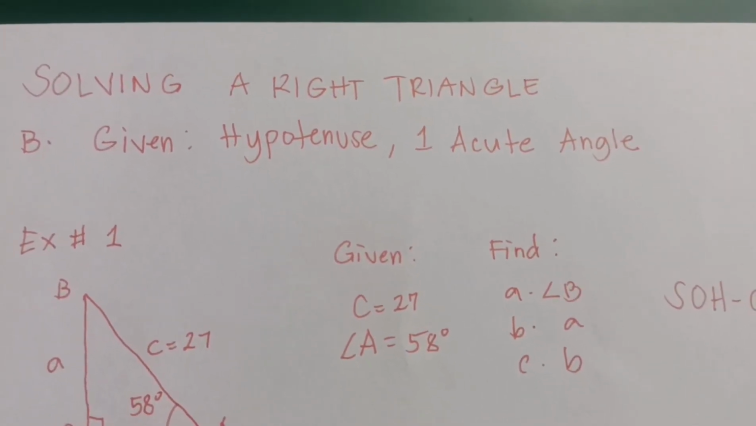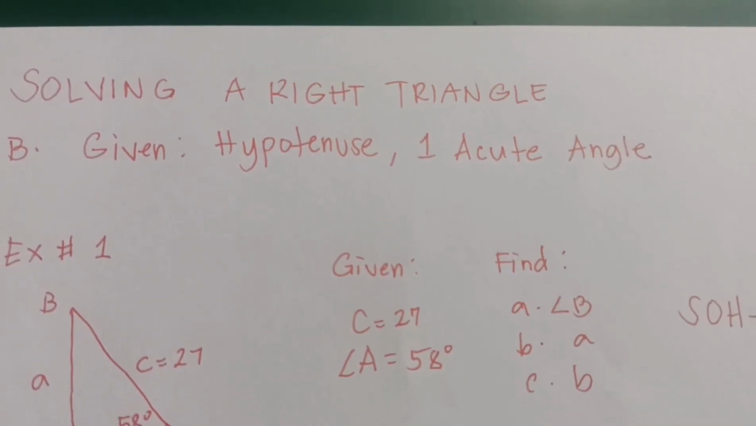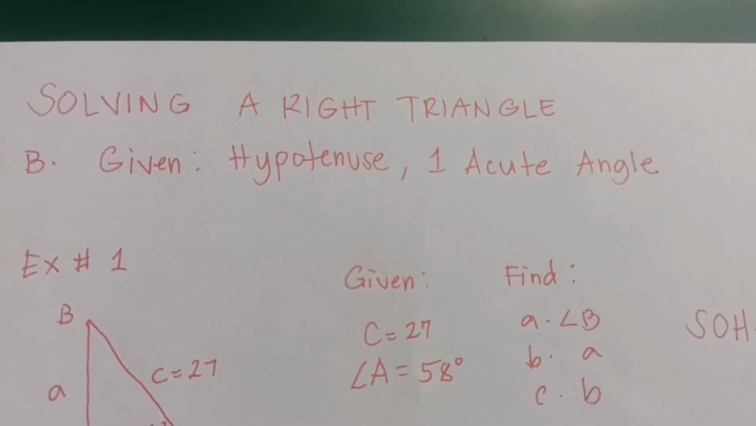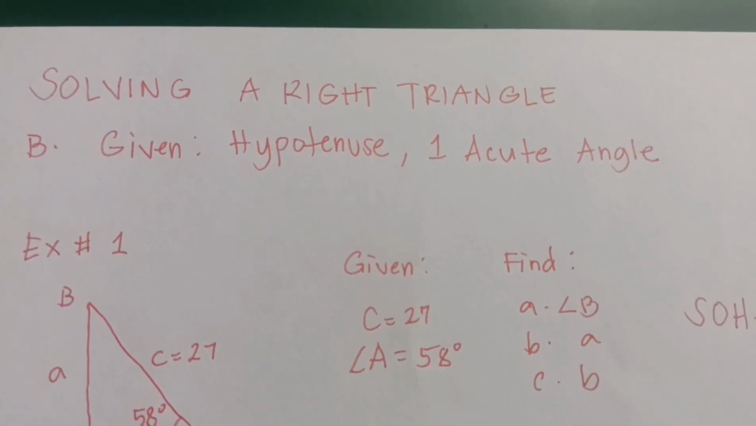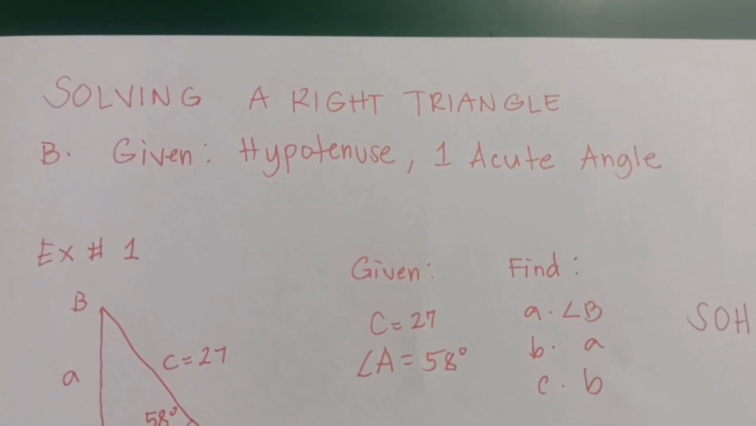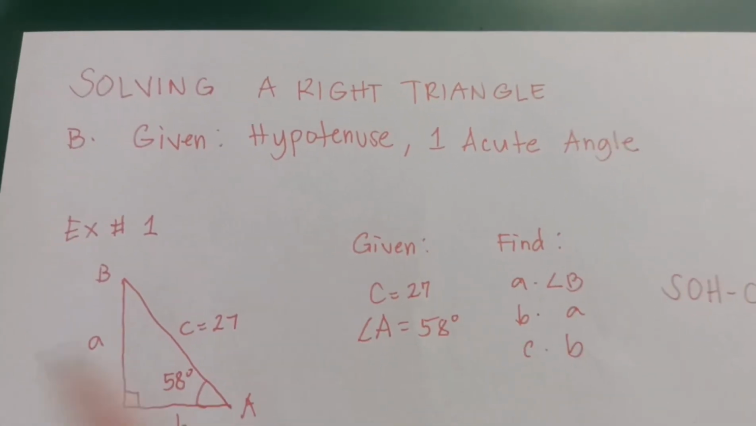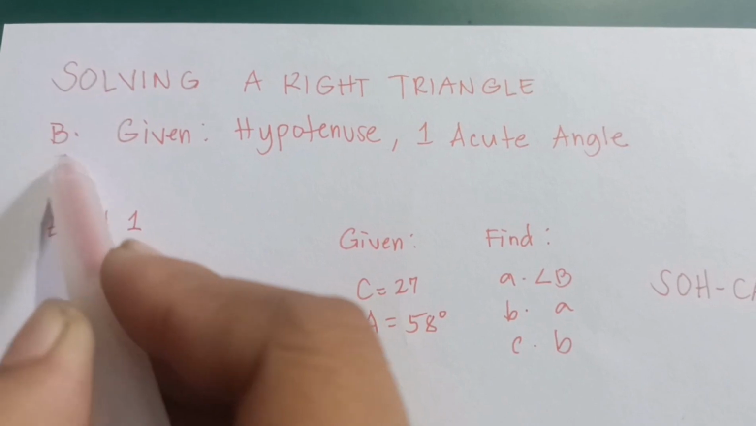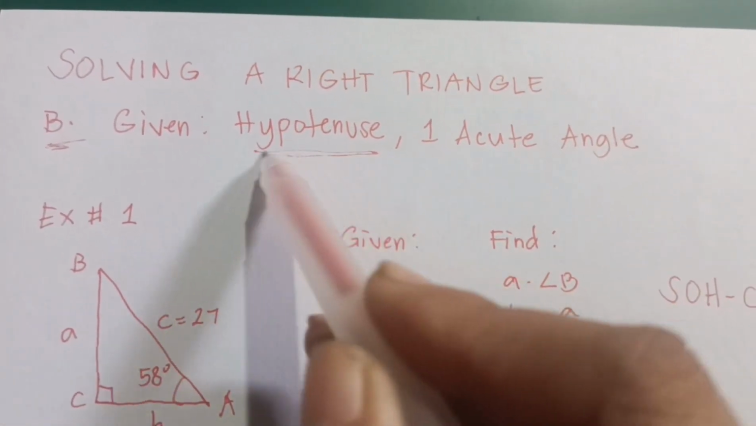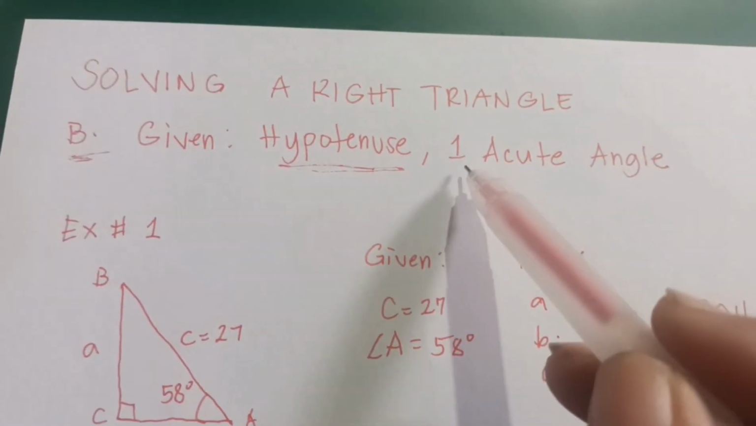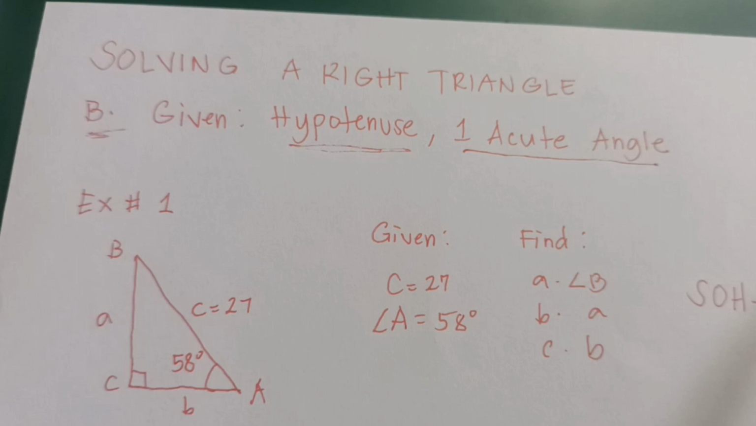Good day, everyone. We are now on the next topic in solving a right triangle. Previously, we solved a right triangle given a hypotenuse and one leg. It's either side A or side B. And today, we are going to solve a right triangle with another given. So we are now on letter B, where the given is the same, the hypotenuse, but the other given is one acute angle.